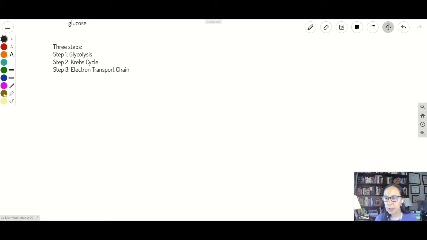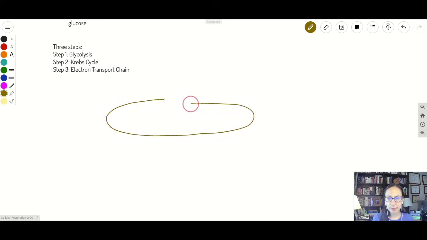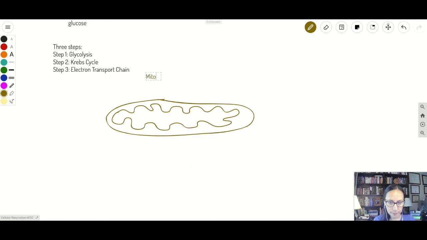But before I do that, I want to point out the mitochondria. This is where this happens. This is a mitochondria in a eukaryotic cell. Prokaryotes don't have mitochondria, so in a prokaryotic cell, cellular respiration happens in the outer membrane of their plasma membrane. But we're just going to focus on eukaryotic cells right now. This is a mitochondria.